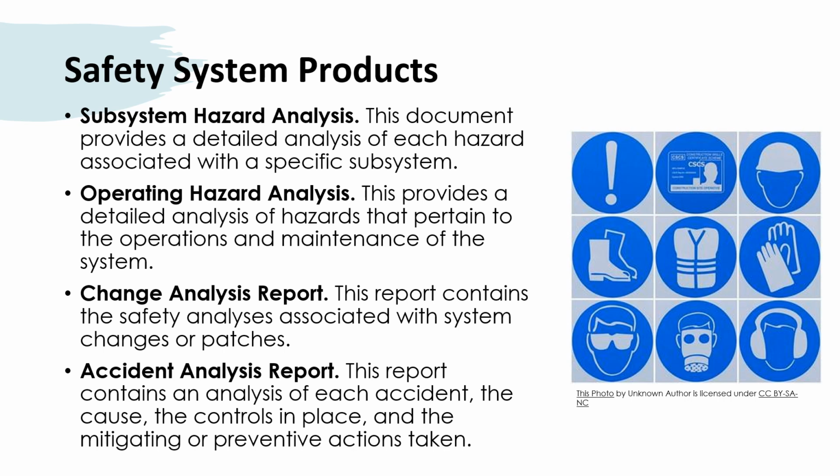The Change Analysis Report contains the safety analysis associated with system changes or patches. The Accident Analysis Report documents an analysis of each accident, the cause including associated hazards, the controls in place, and the mitigating or preventative actions taken.